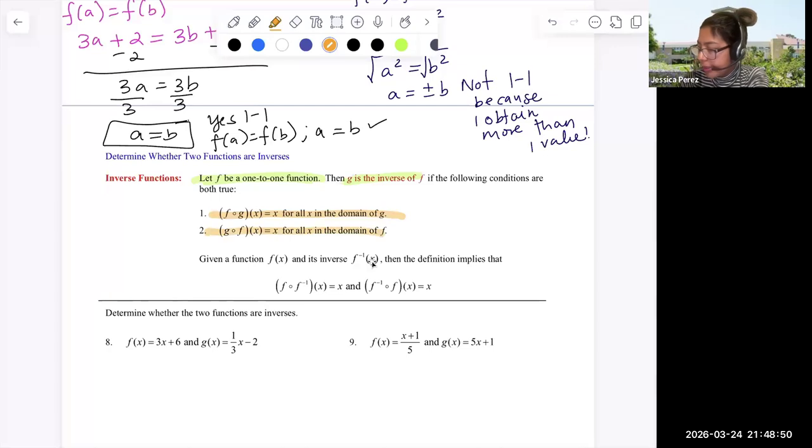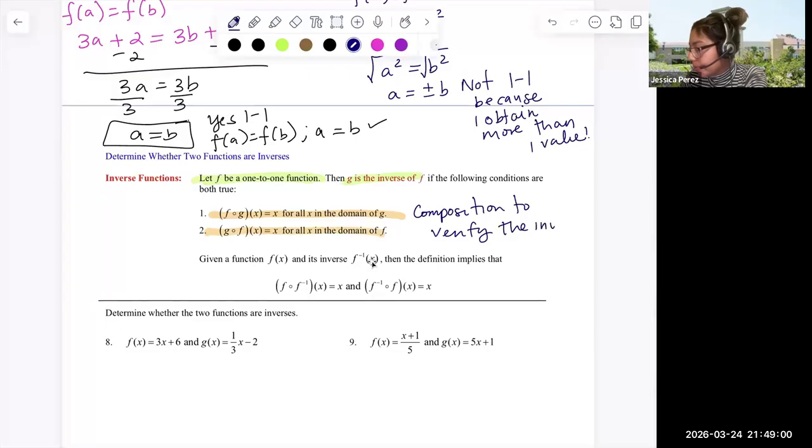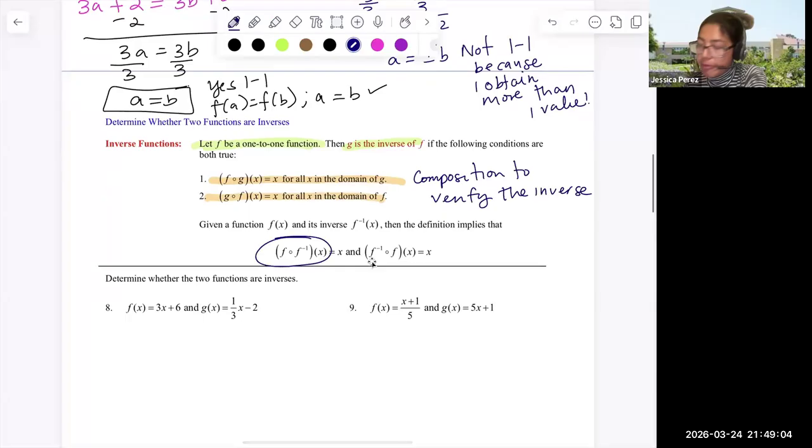So we're going to have to look at the composition to verify the inverse. That means that f of f inverse of x will give you x, and f inverse of f of x will be equal to x.